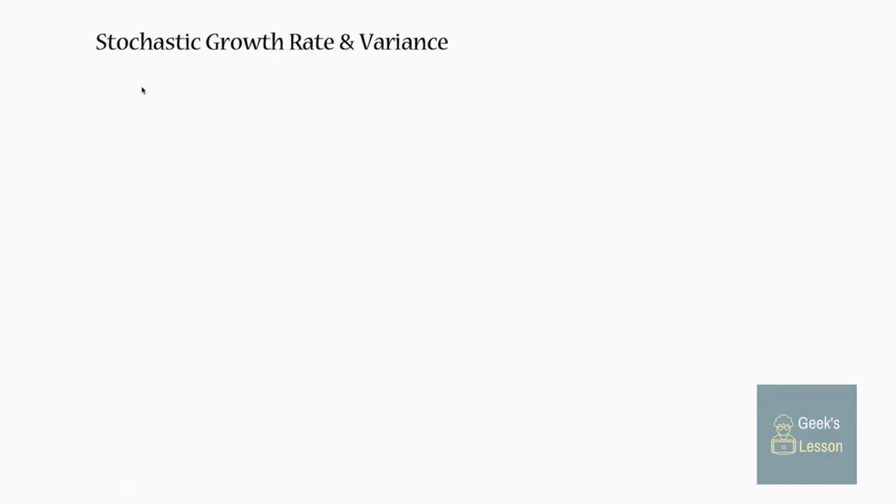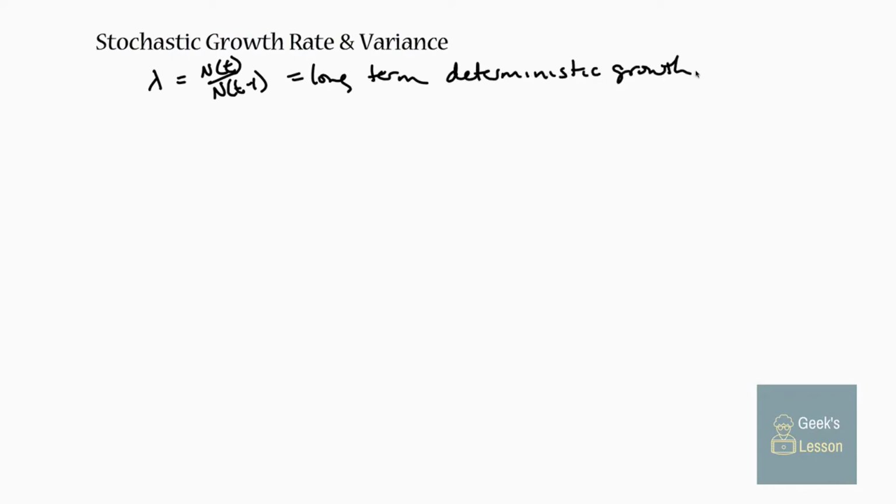So for the deterministic case, the long-term population growth rate was lambda, which is n at time t divided by n at time t minus 1. Right, the long-term deterministic growth rate, which you got from the dominant eigenvalue of your vital rate matrix. So in a stochastic model, every time step is going to have a different one. Each of your environments at time t is going to give you a matrix of vital rates at time t, which is going to give you a different single-step growth rate at time t.